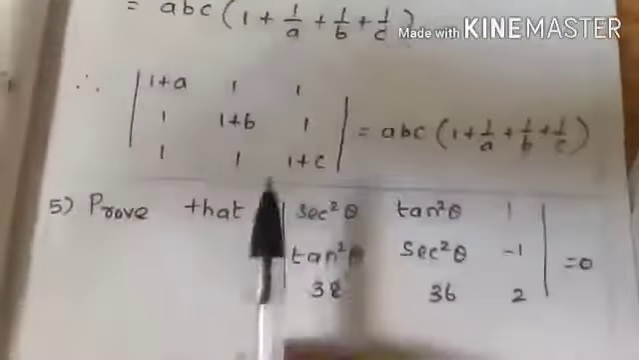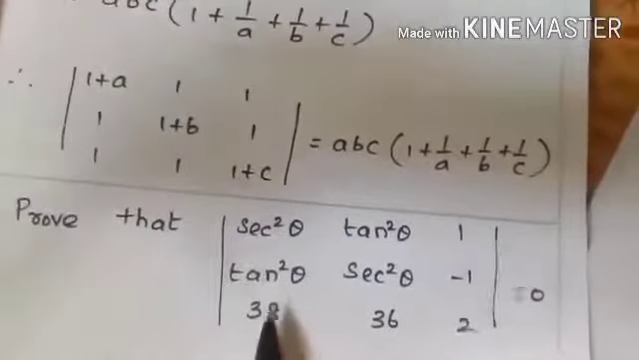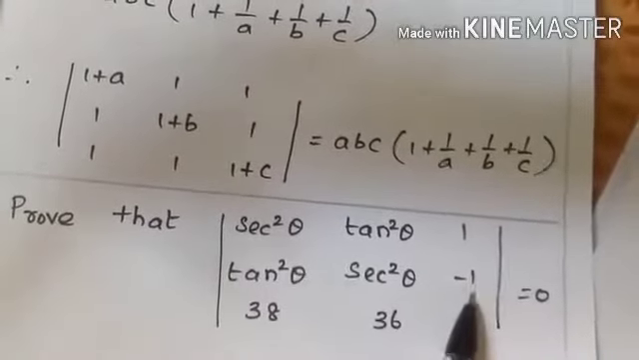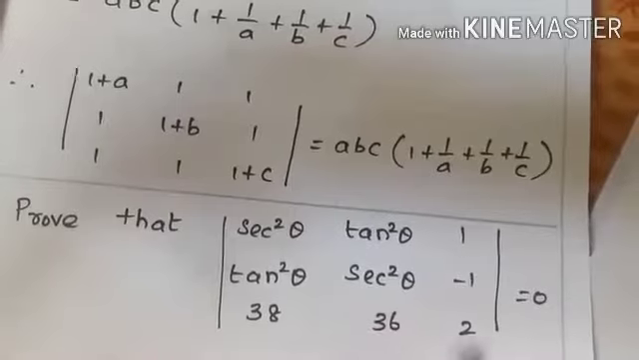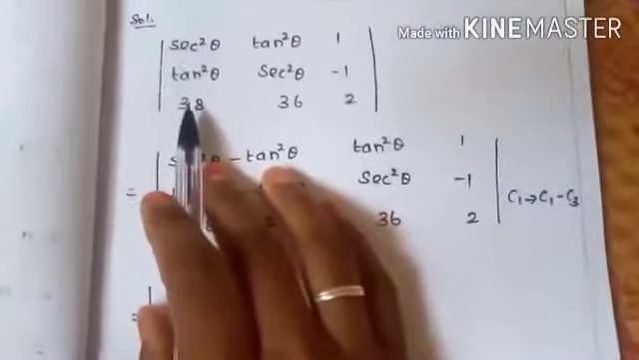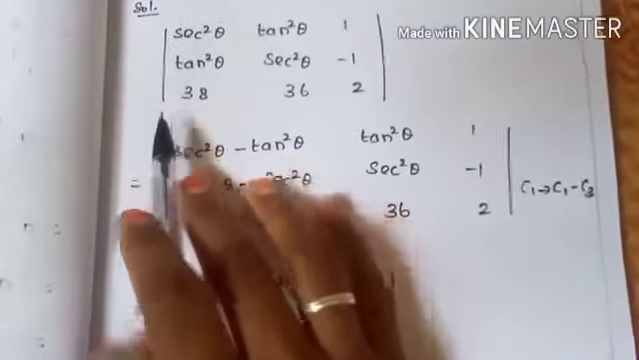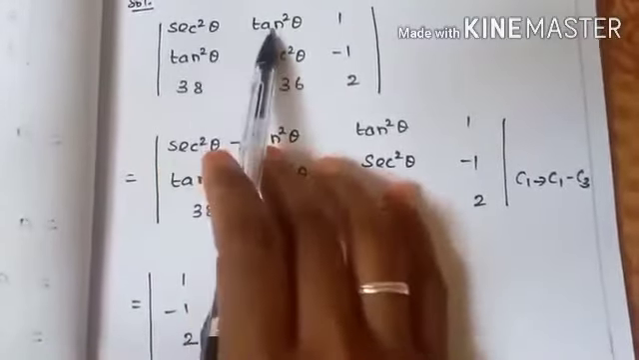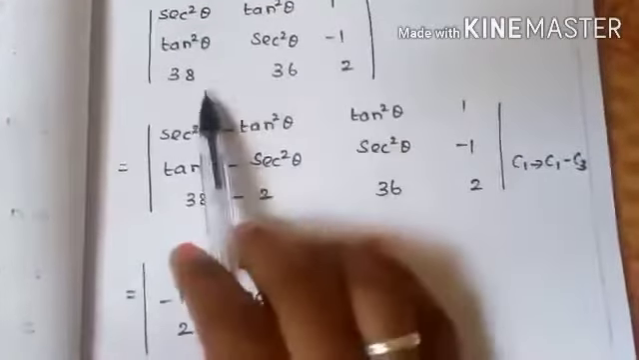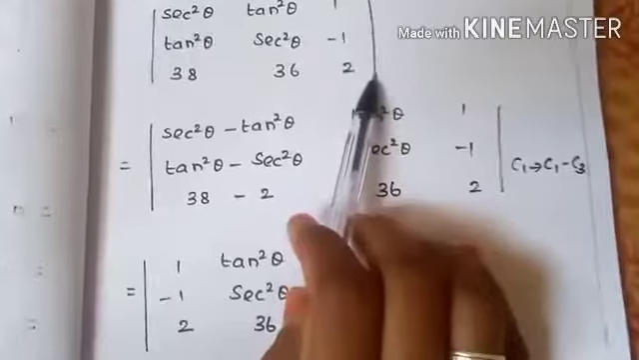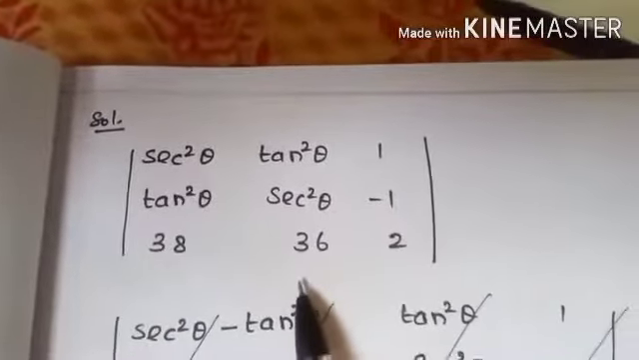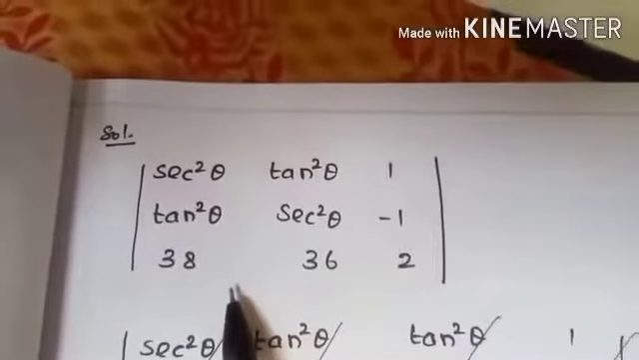Next question. Prove that the determinant of secant square theta, tan square theta, 1, tan square theta, secant square theta, minus 1, 38, 36, 2 is equal to 0. We have to prove this determinant is equal to 0. So let us consider the given determinant.